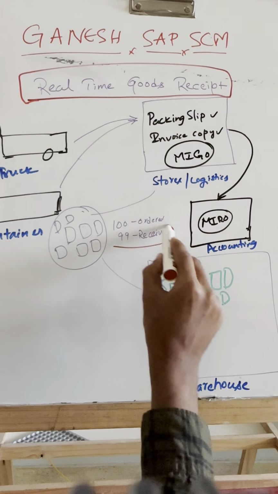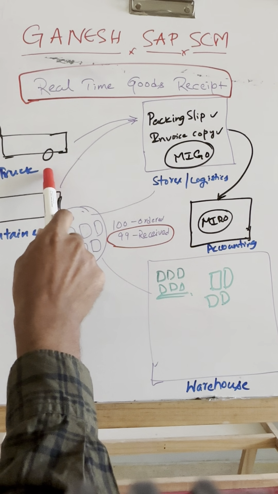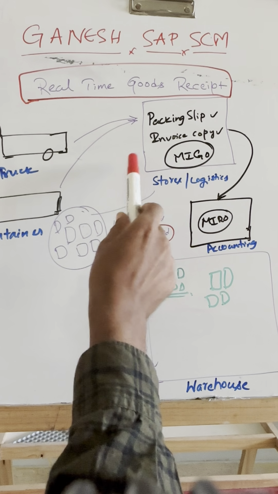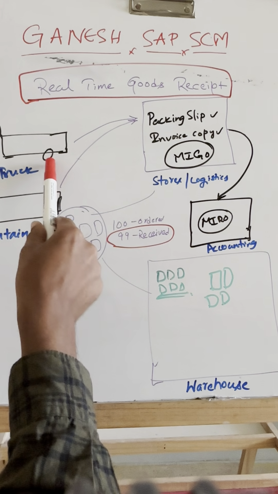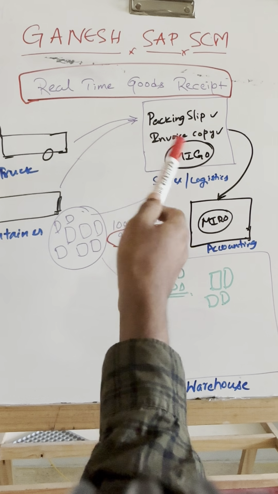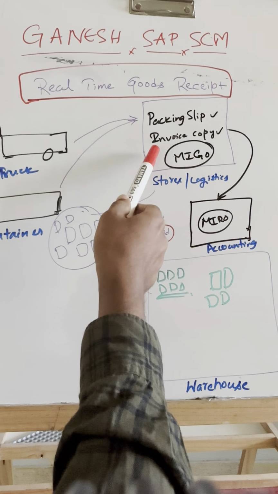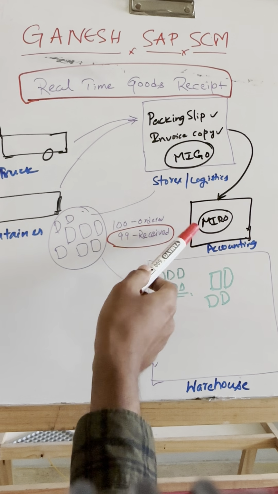So if only 99 are received, then only the 99 quantity they will plan for the receipt. This is the way a company will receive the stock, and these are the physical activities that happen. You can see here the truck driver or those people will bring the documents, and few companies may not pass the invoice copy with the truck driver. They directly send the invoice copy through email or any other mode of interface to the logistics team or directly to the finance team.